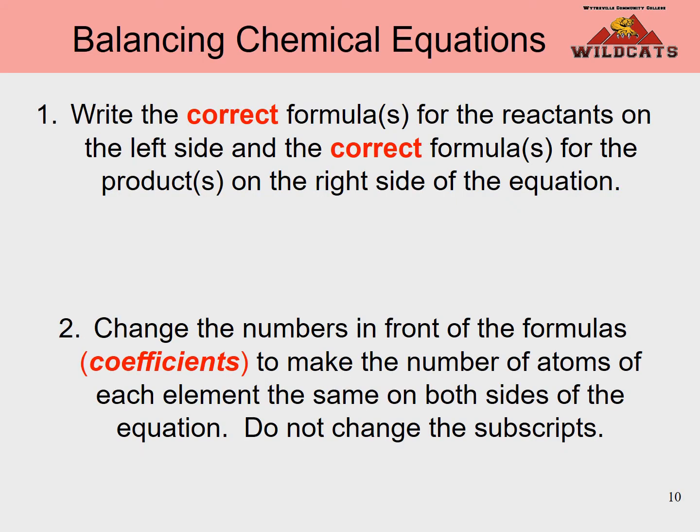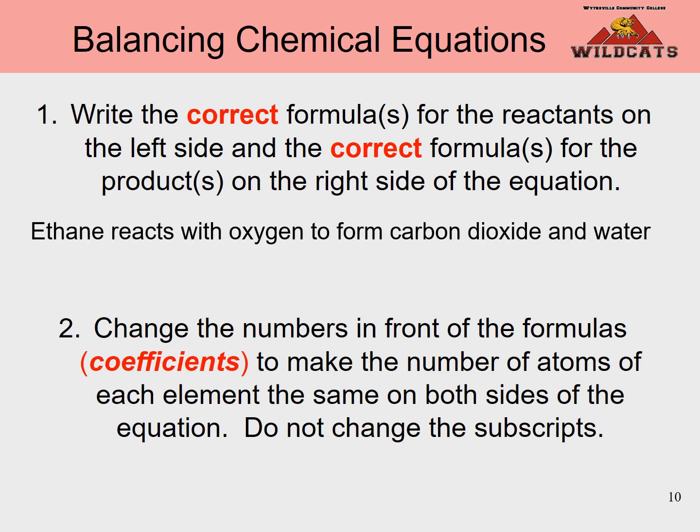Before we can take a look at net ionic and ionic equations, we need to figure out how to balance a chemical reaction. So in order to balance a chemical reaction, we write the correct formulas for the reactants on the left side and the correct formulas for the products on the right-hand side. We learned how to write formulas in Chapter 2.